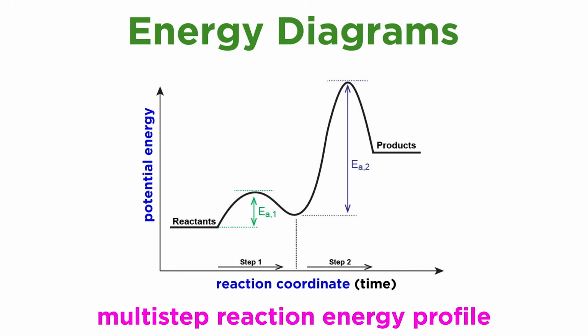We can construct such a diagram for a reaction with one step, or if we want to display an entire reaction mechanism, we can construct a multi-step reaction energy profile, where each peak represents a transition state and each valley represents an intermediate, so we can assign an activation energy to each step of the reaction, while the overall change in enthalpy is still the distance from reactants to products.